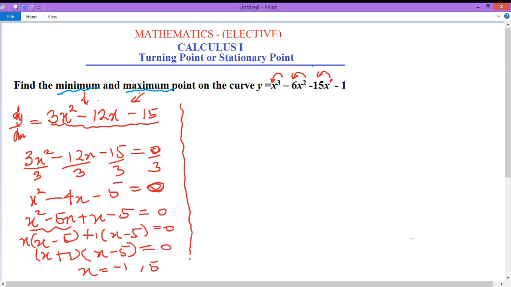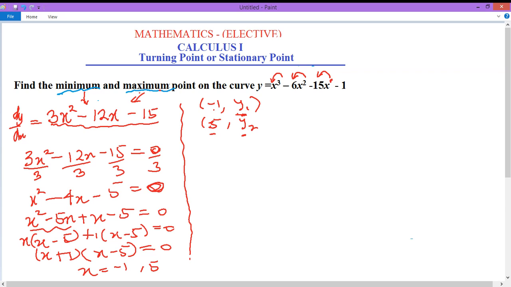Now, we have gotten the x values. It means the points that we are after are (-1, y1), and we have to go and look for the corresponding value of y. That's why I'm calling that one y1. And then (+5, y2). So we need to obtain the value of y when x is -1, and the value of y when x is 5. One will be the minimum point, and one will be the maximum point.